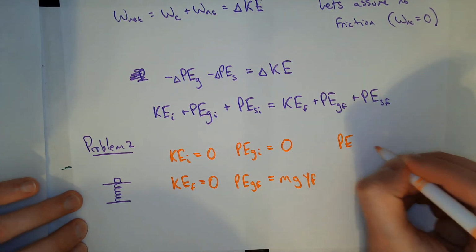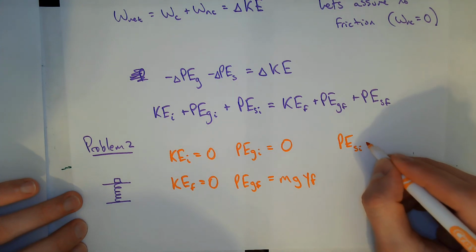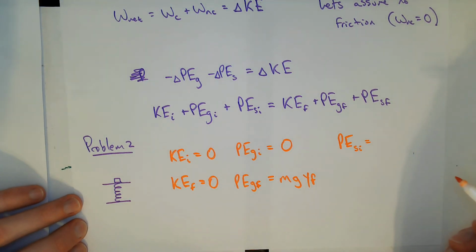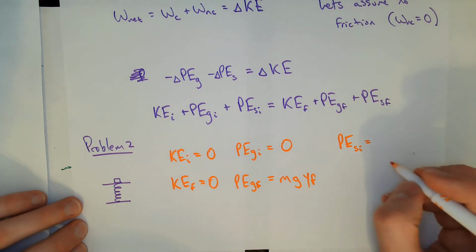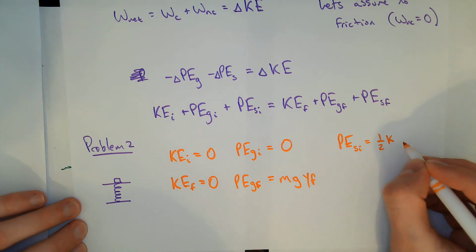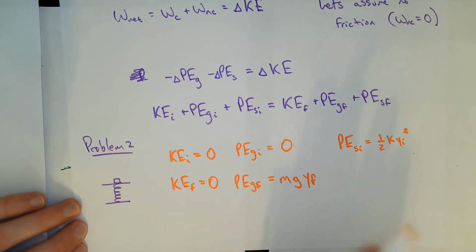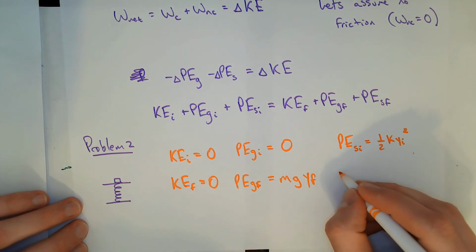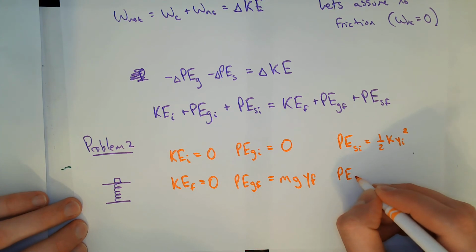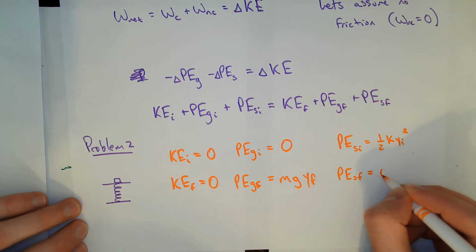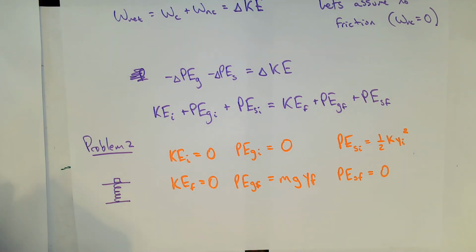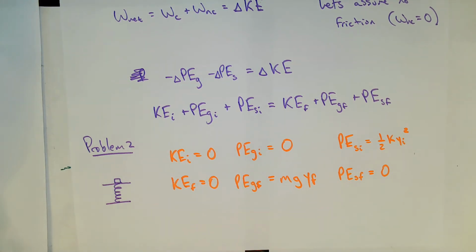Now, what about the spring? I've got my potential energy, spring initial. Definitely got some initial spring energy, right? It's compacted. I'm going to just say 1/2 k y sub i squared. And notice I'm using y's instead of x's because we're talking about vertical motion. And just like the last problem where the final spring energy was 0 when the object has left the spring, same setup here.